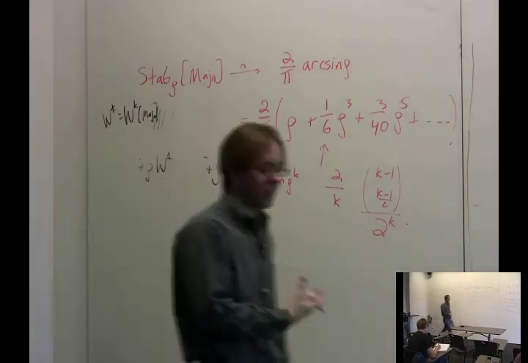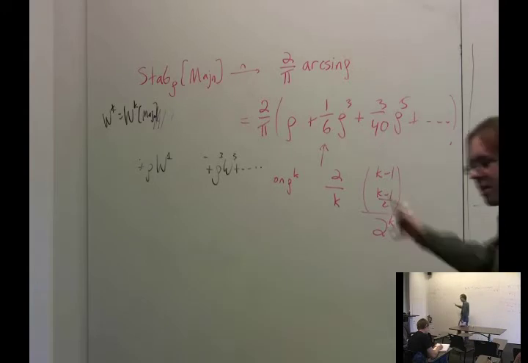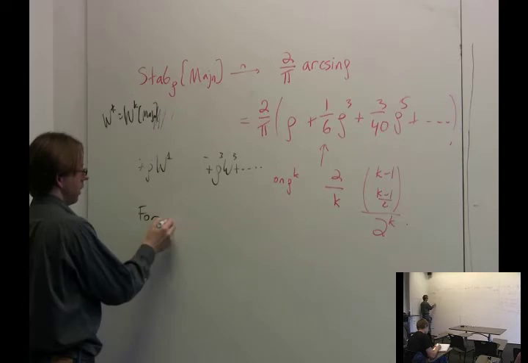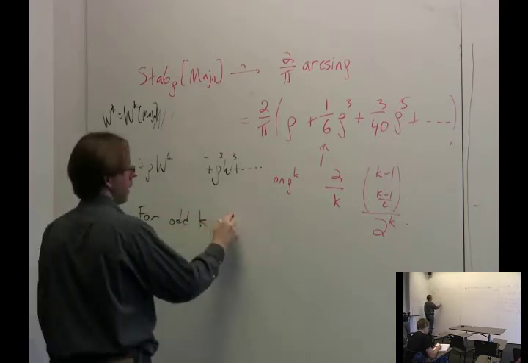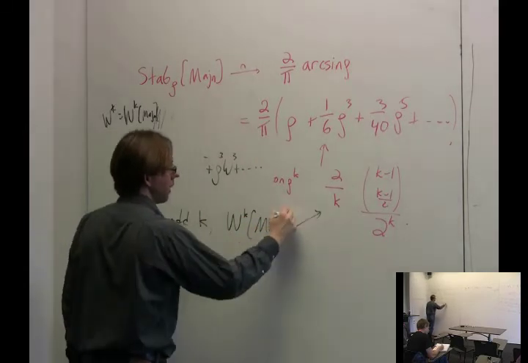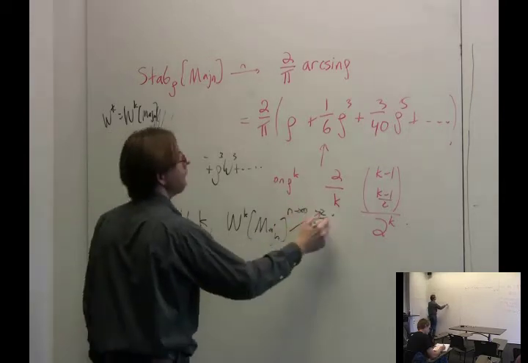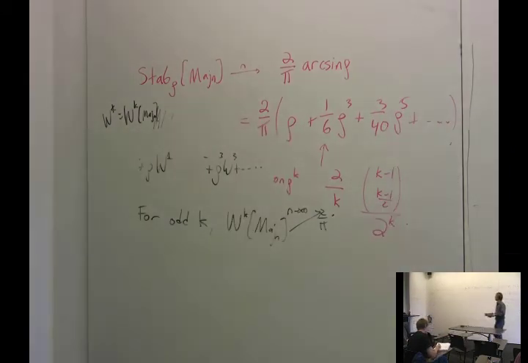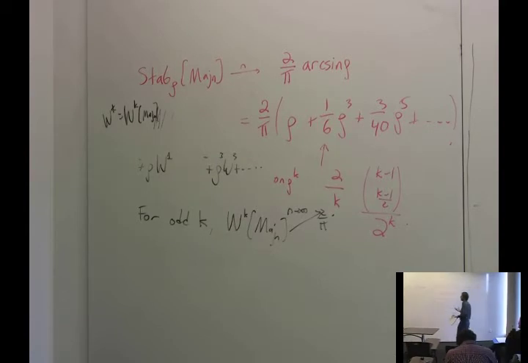If you stare at this, you say, I think I should be able to match things up term by term and guess that for odd k, the weight at level k of majority on n variables tends, as n goes to infinity, to 2 over pi times this. Seems like it should be true, right? Actually, that's true. And in fact, this is not even a fake proof. You could actually turn this into a real proof.